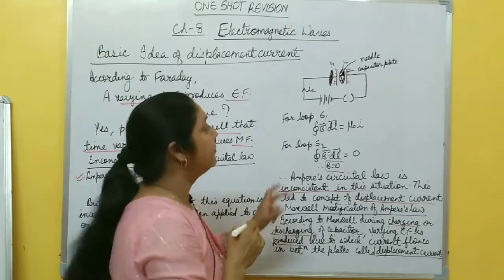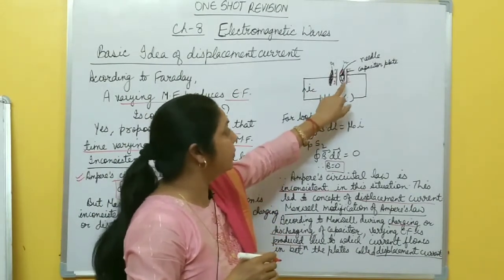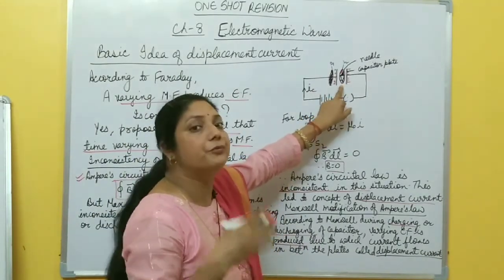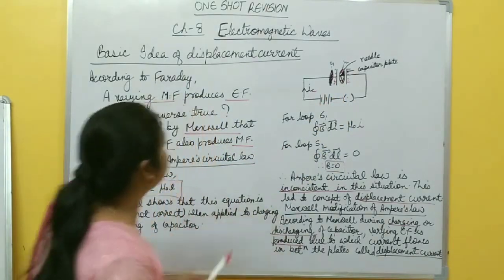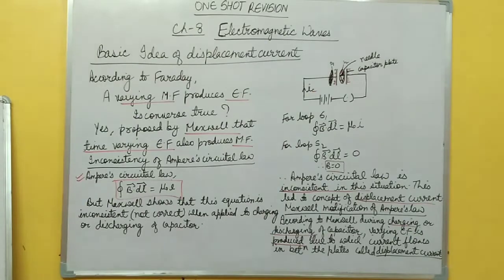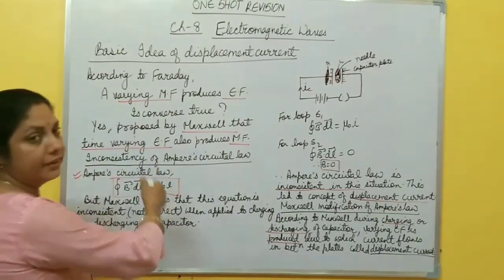Conduction current IC. And the current which is produced in between the plates due to varying electric field, that current is called displacement current. So please take a screenshot of this one, then I will discuss displacement current. Okay, hope you have written these things.